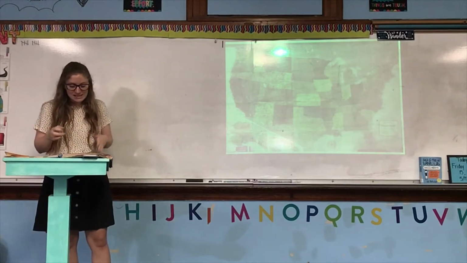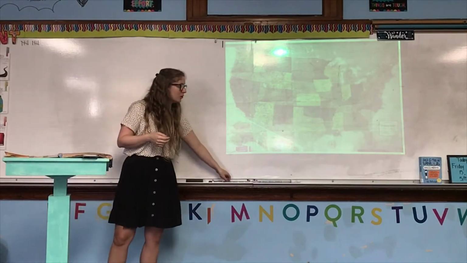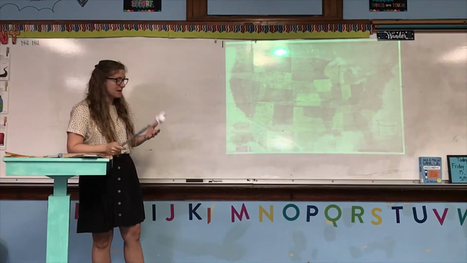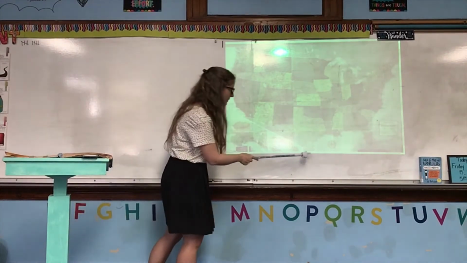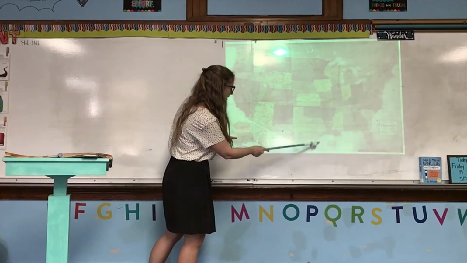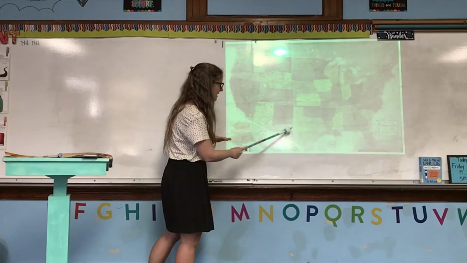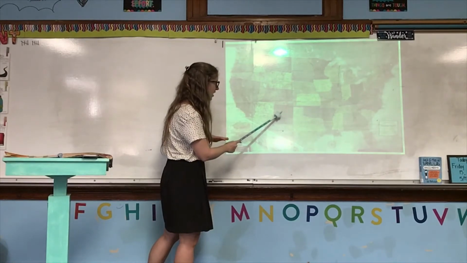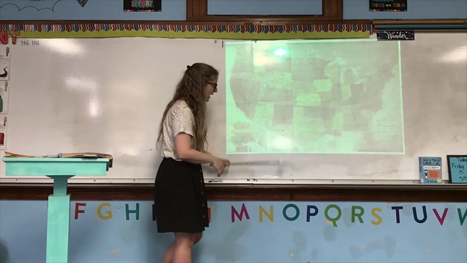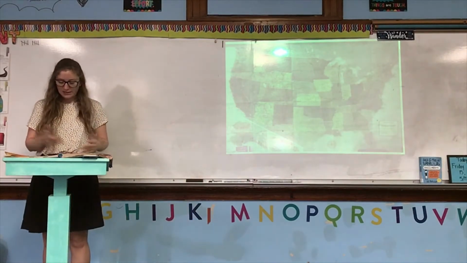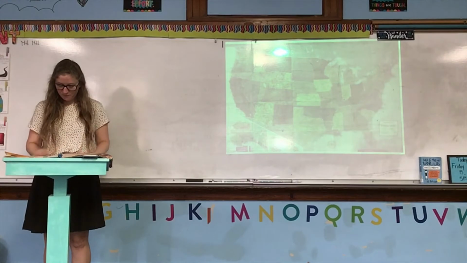But we can see, so they mentioned the Rio Grande. The Rio Grande is a major river that flows through the Southwest. It flows from the Gulf of Mexico. I can't really tell, but it's somewhere around here. And then it flows across Texas and up into New Mexico, and then it keeps going. It is a very long river. Let's move on to the next page.